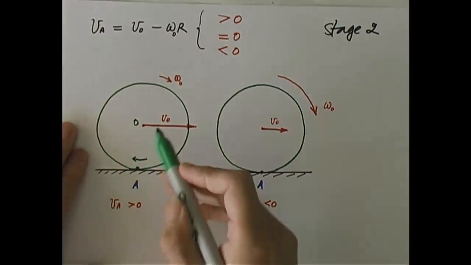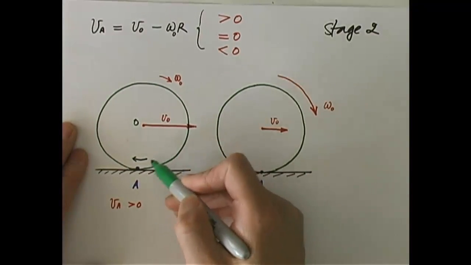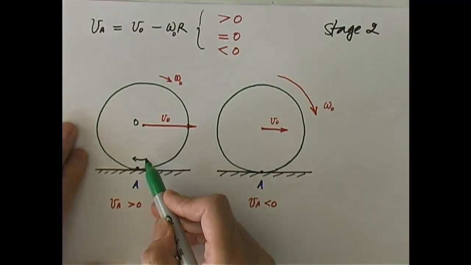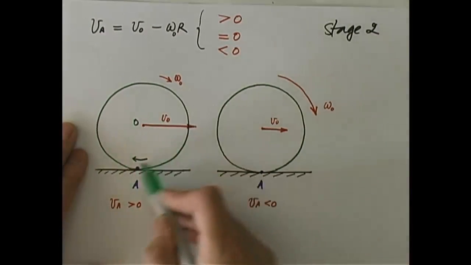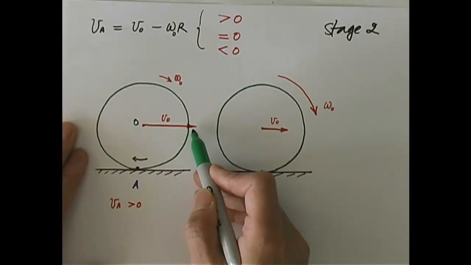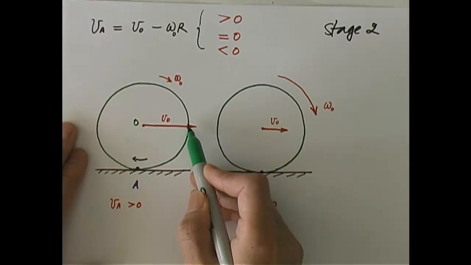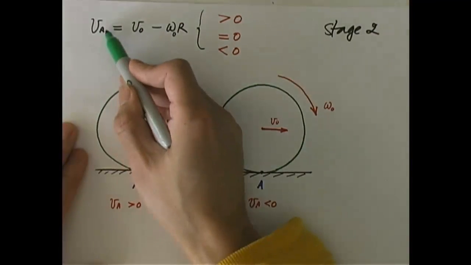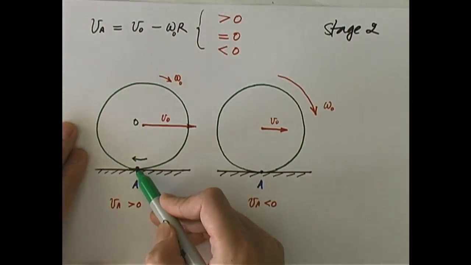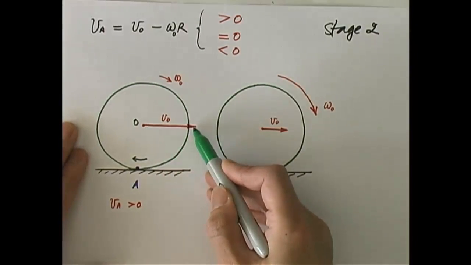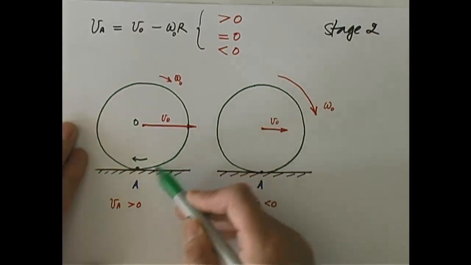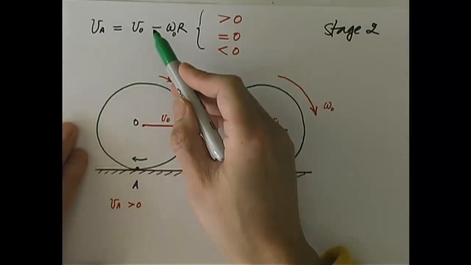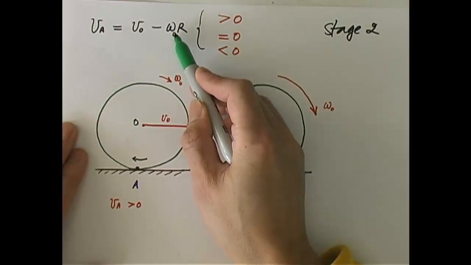How fast is that speed? It's omega O times R, the radius, and that's a backward speed due to the rotation. But on the other hand, point O is actually moving forward with a speed VO. So relative to point O, it is going backwards. What about relative to the table, to the ground? It's VO minus omega O times R. So VA, the speed of the contact point relative to the ground, has a forward speed VO due to the center of mass motion, and a backward speed omega O times R due to the spin. So the net speed forward is VO minus omega O times R.